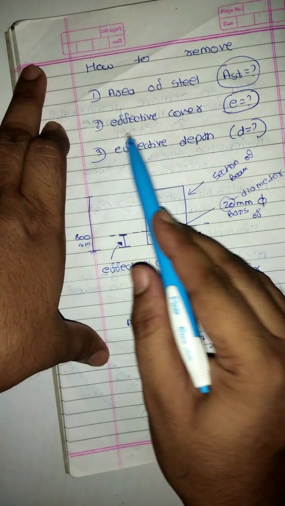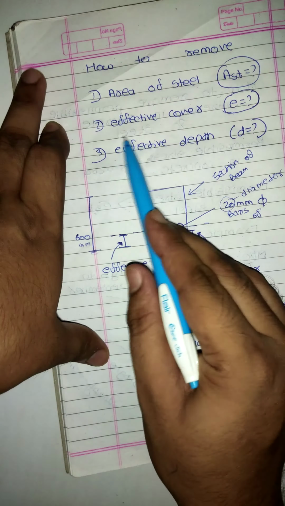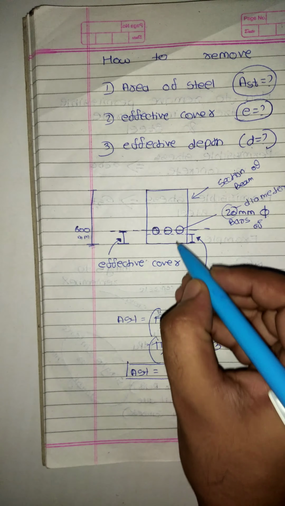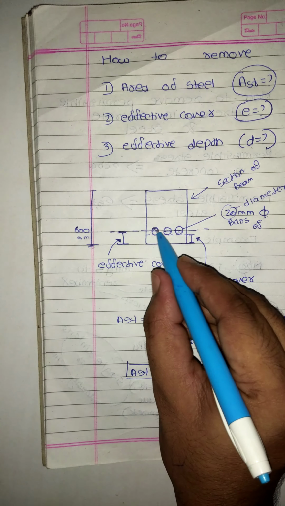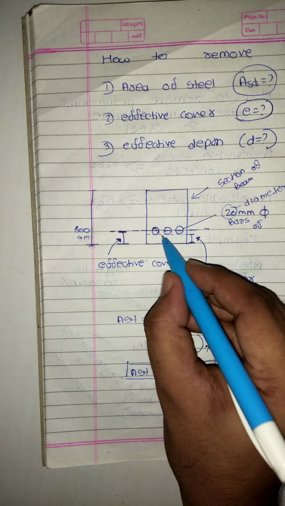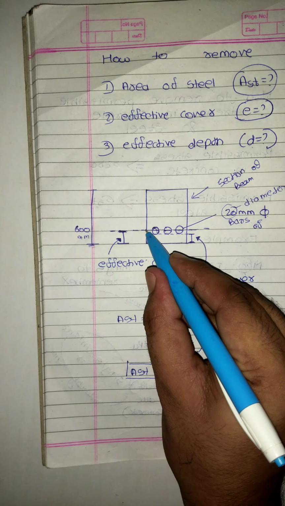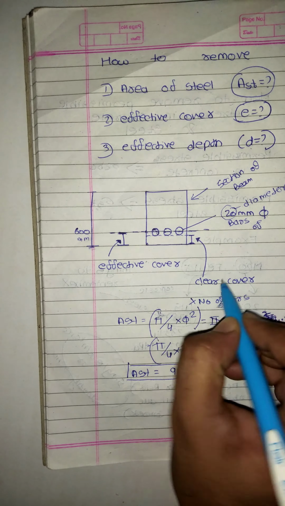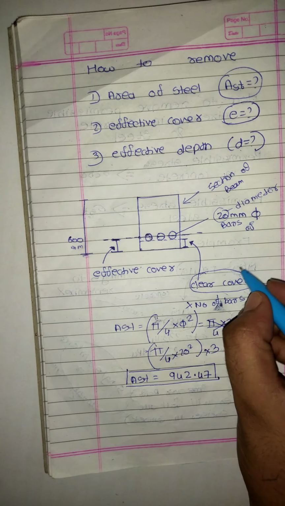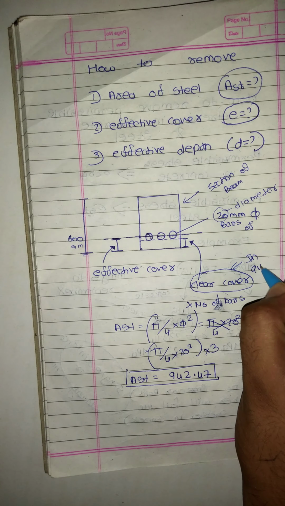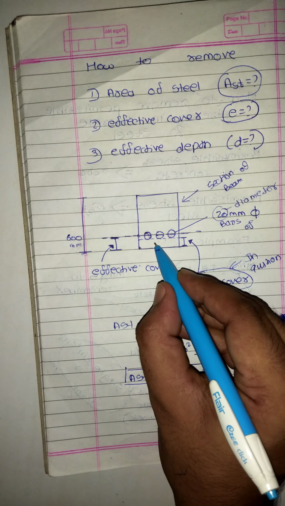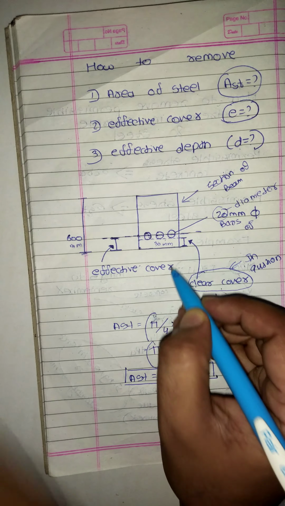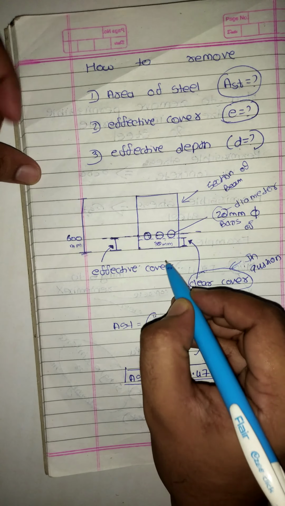Now we have to find the effective cover. First, let us understand what is meant by effective cover. The effective cover is this distance, from here to here. In the question it is given as a clear cover. Suppose the clear cover is 30 mm.